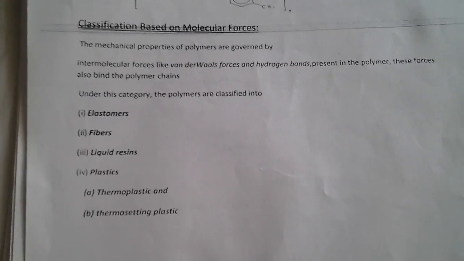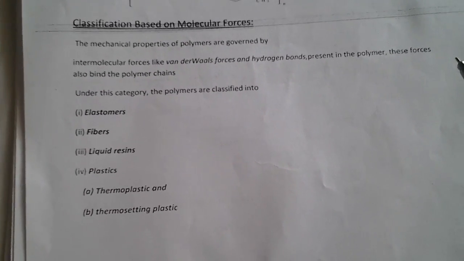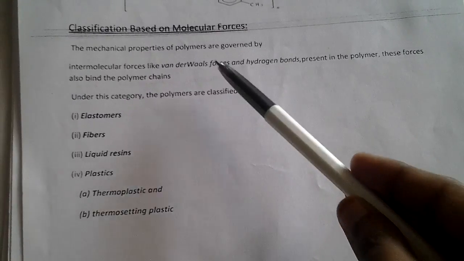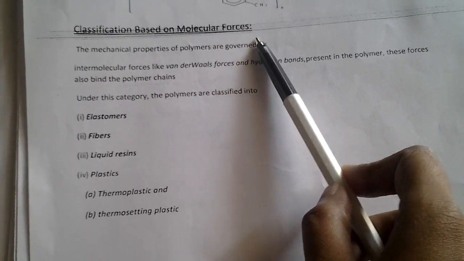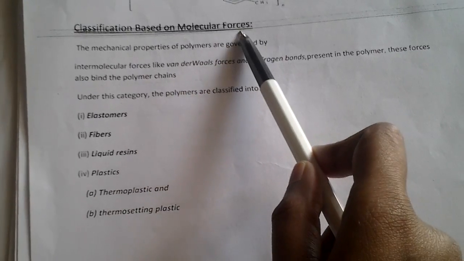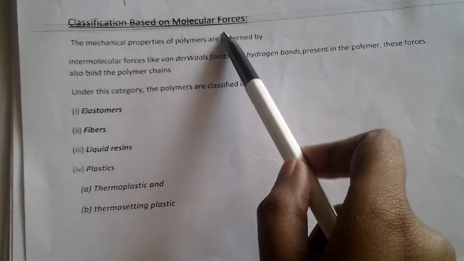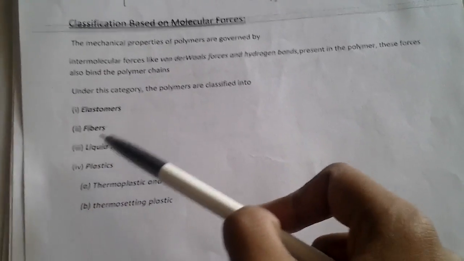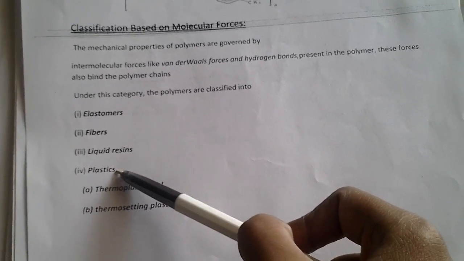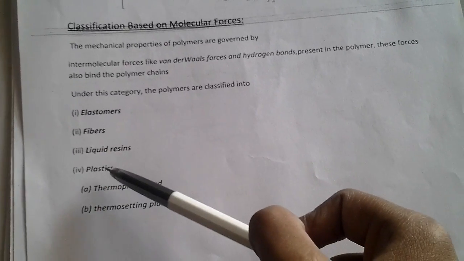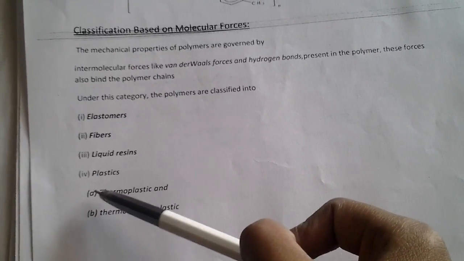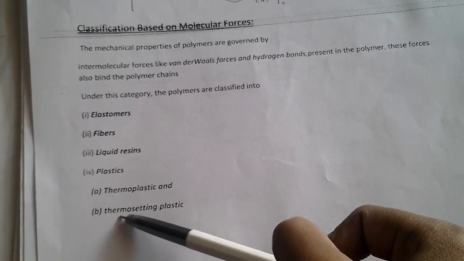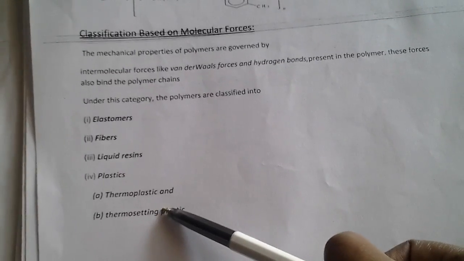Hello friends, welcome back. In this episode we will see the classification based on molecular forces. Based on molecular forces, polymers are classified into elastomers, fibers, liquid resins, and plastics. Plastics are again divided into thermoplastic and thermosetting plastic.